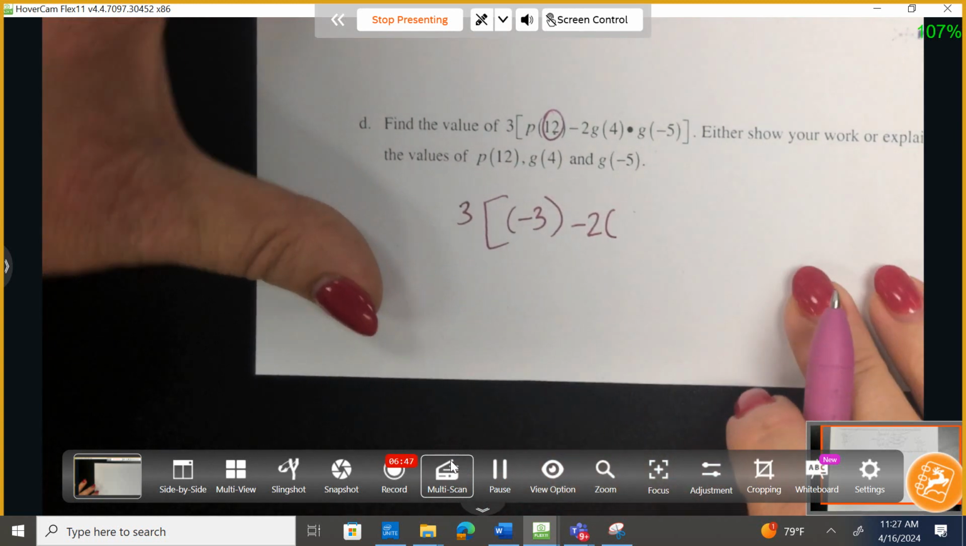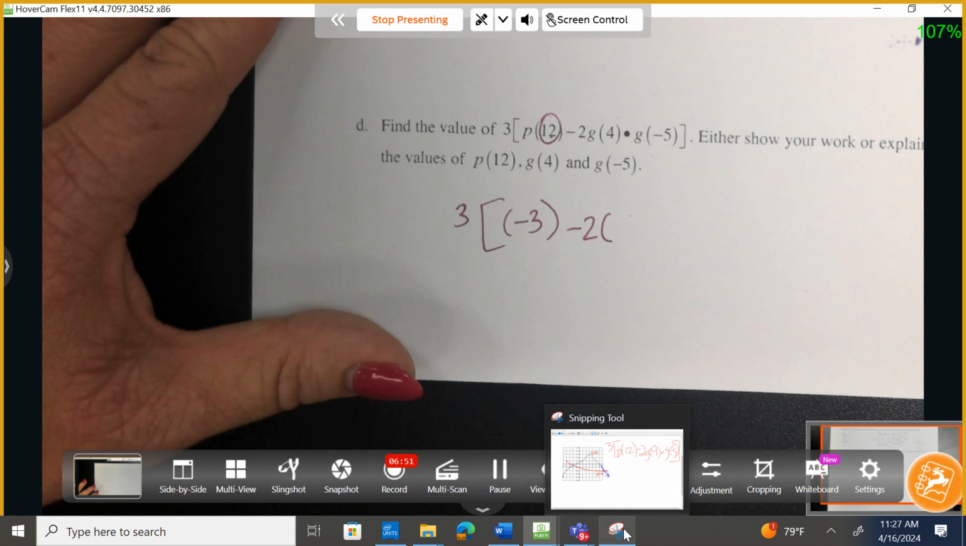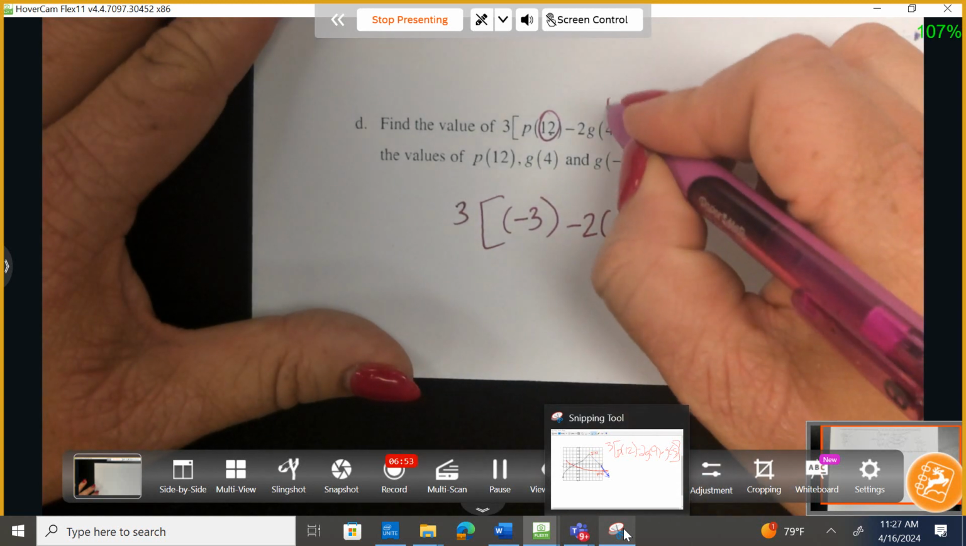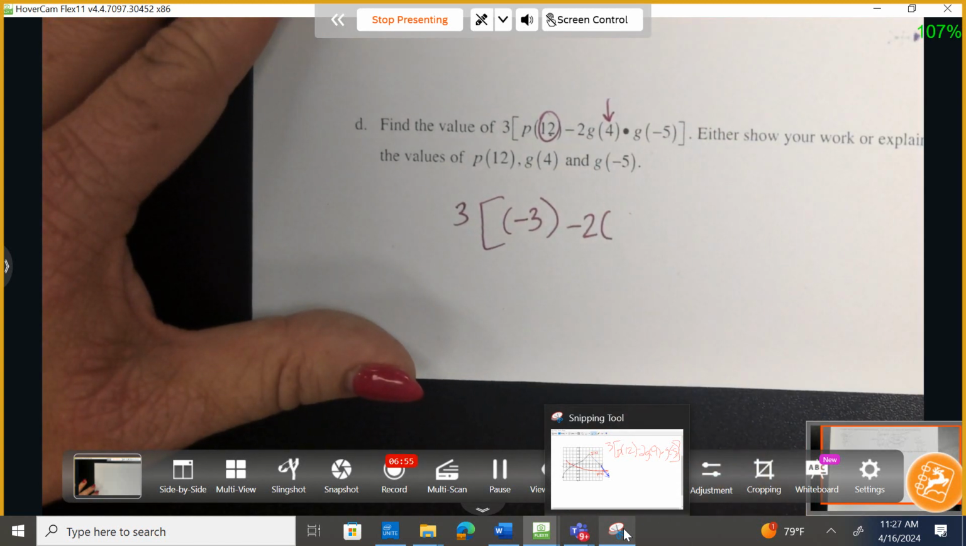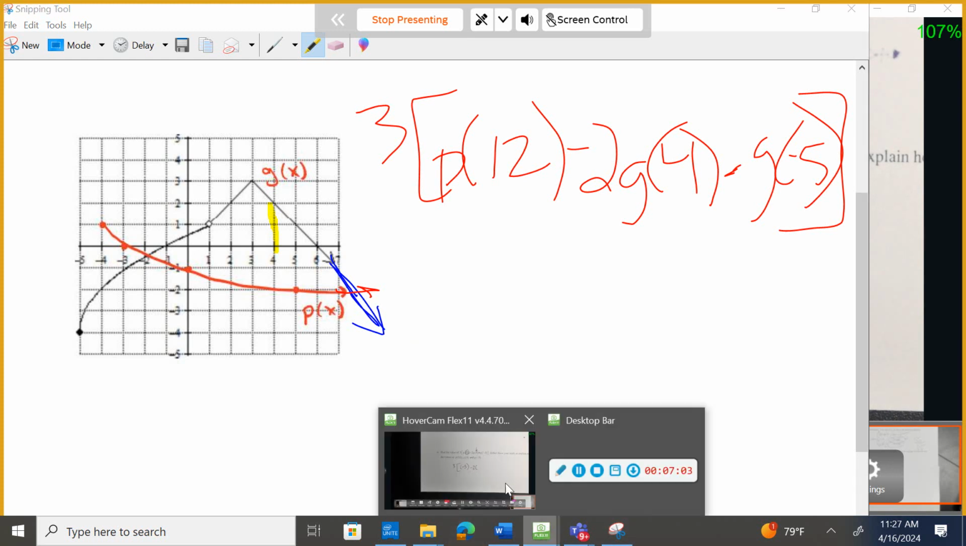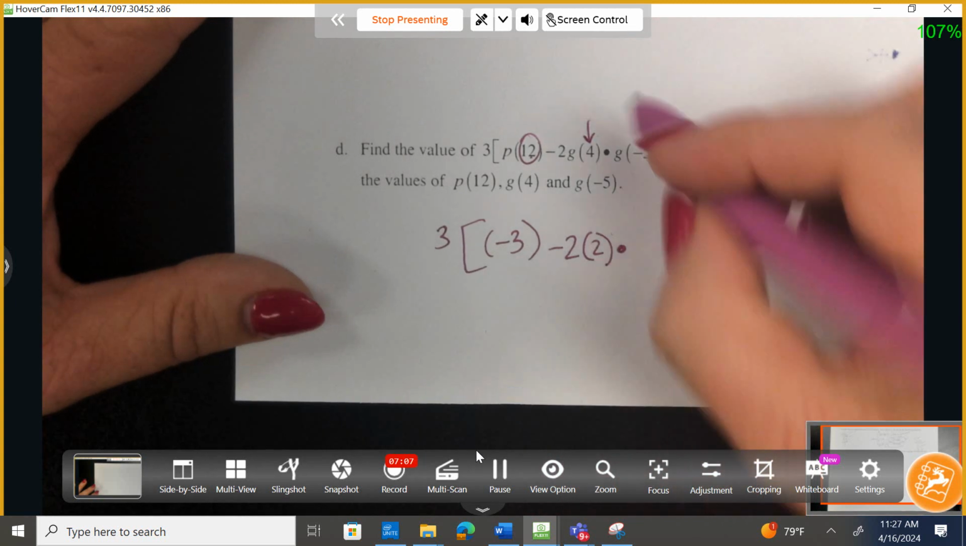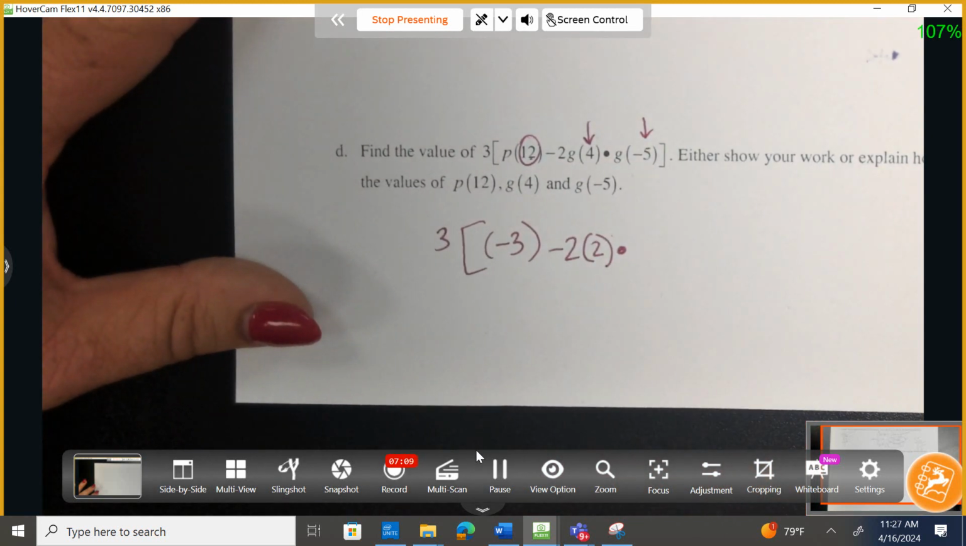Now, we don't have an equation for G, but we do have a graph. This means, real quick, go to an x value of 4. Okay, I can do that. Here's an x value of 4. What is the corresponding output value? Okay, so I'm going to come back here. The output is 2.